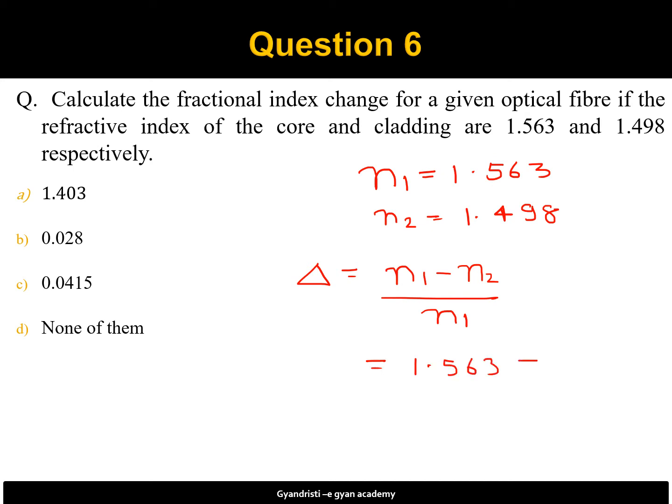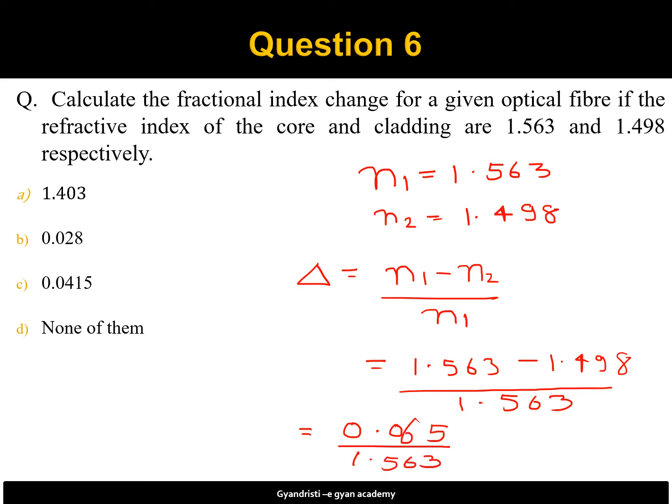So N1 is 1.563, N2 is 1.498, and N1 is again 1.563. So if you will simplify it, you will get 0.065 divided by 1.563, which will give you 0.0415. So the correct answer is 0.0415. So the option number C is correct.